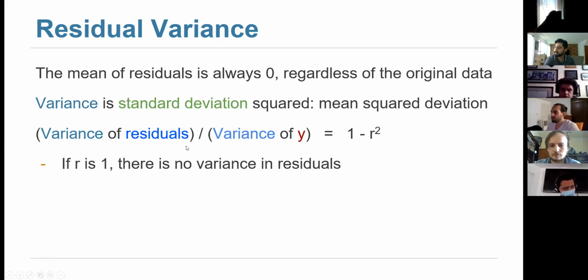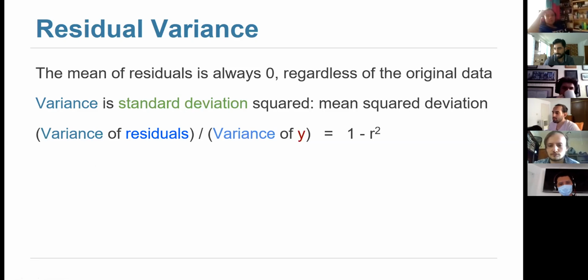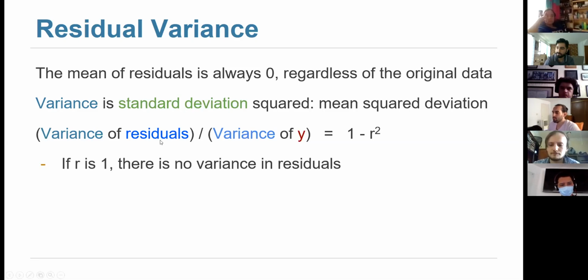So from here, you can conclude if r is 1, there is no variance in residuals. It's pretty logical, right? You remember when r was 1, your correlation coefficient was 1. It was a perfect linear relationship. So it means all your dots in the scatter plot fall on this line. So of course, you're not going to have any variance in the residuals. Your variance of residual is going to be 0. Is it clear?